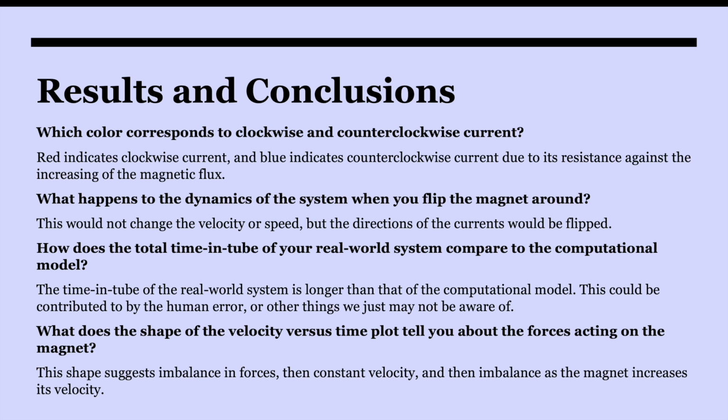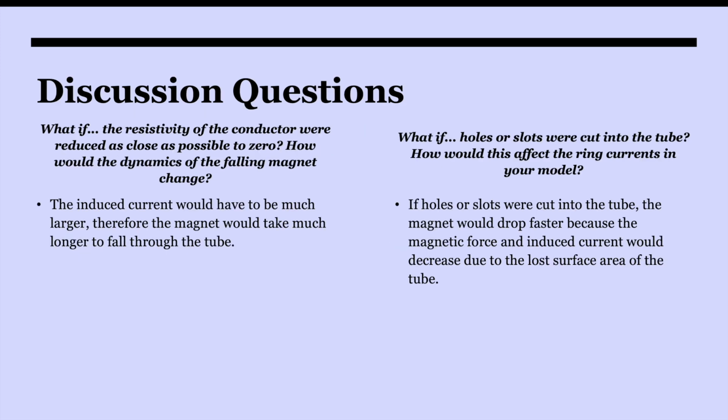How does the total time in the tube of your real-world system compare to the computational model? The time in the tube of the real-world system is longer than that of the computational model. This can be contributed to by human error or other things we might just not be aware of. What does the shape of the velocity versus time plot tell you about the forces acting on the magnet? The shape suggests imbalances in forces, then constant velocity, and then imbalance as the magnet increases in its velocity.